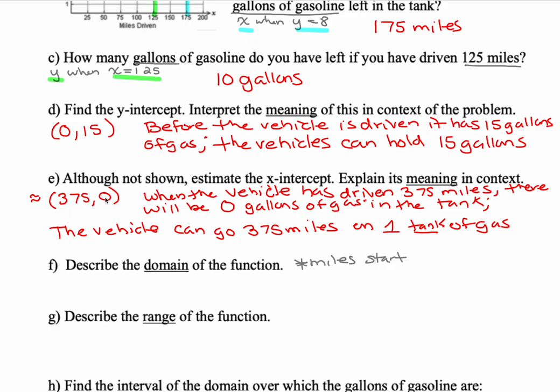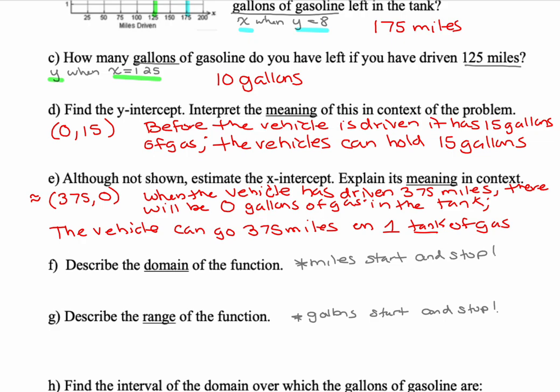And because we know that if the car runs out of gas, then the car will stop. So we know that the miles start and stop, so we're going to have two numbers for that. Same thing for the range. The range means that we're going to have your gas. It cannot have a negative amount of gas, but it can have zero gas, or it can hold up to 15 gallons. So we know that the gallons of gas will also start at a specific number and will have to stop because it can only hold so much.